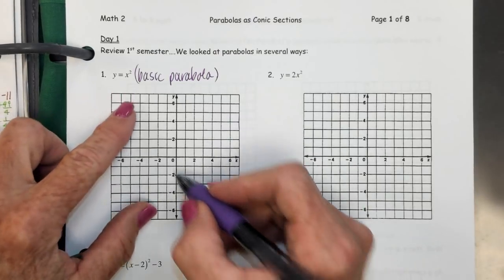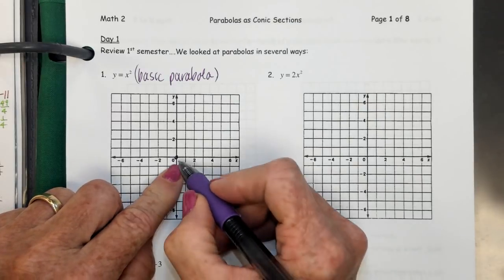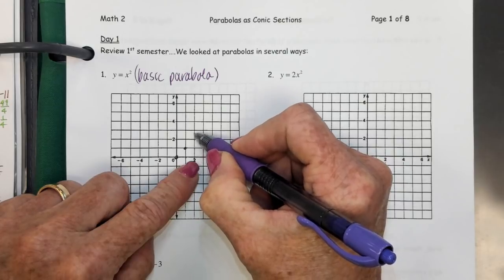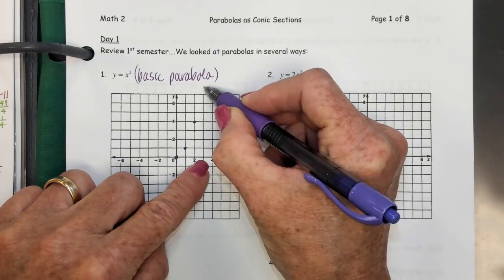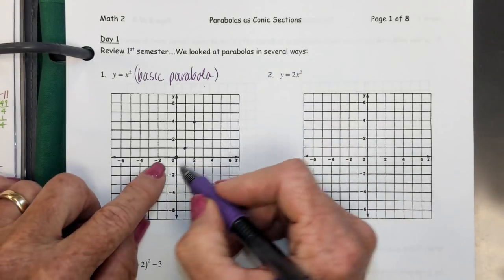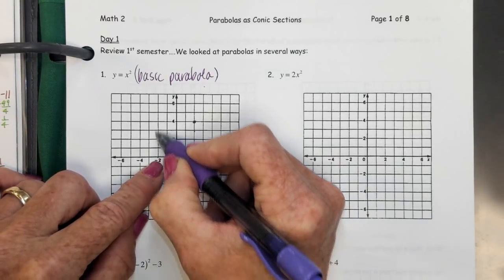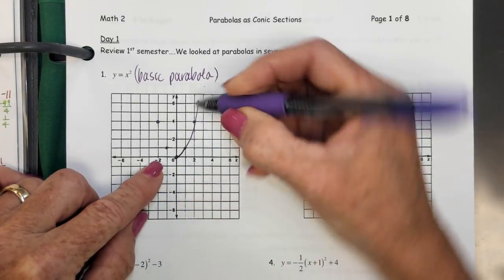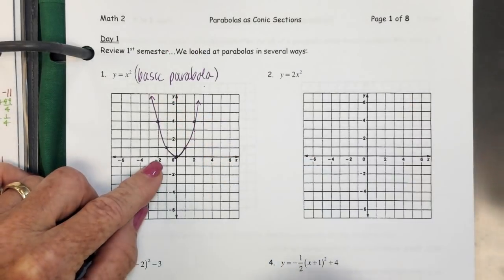All right, our basic parabola started right here at 0, 0, and then we followed that 1, 4, 9 pattern. So over 1, up 1, over 2, up 4, over 3, up 9. This one only goes to 7, so I could estimate, but it's close enough just to do that many points. And then on the other side, over 1, up 1, over 2, up 4. And then we go ahead and sketch in that nice parabola shape.